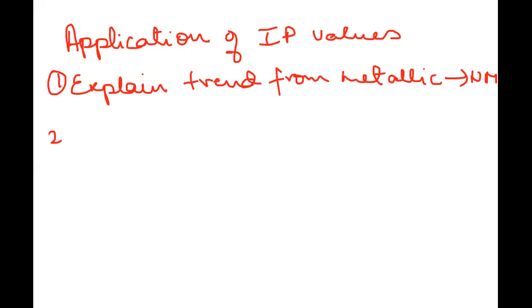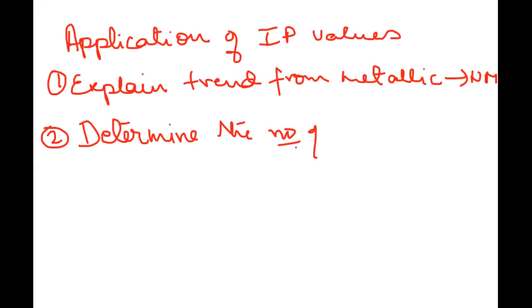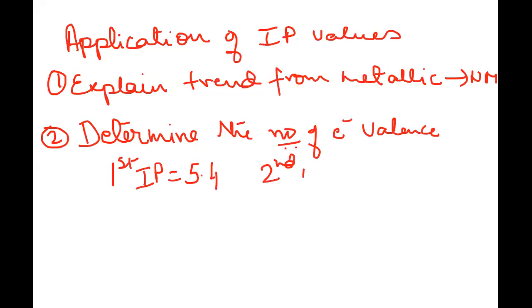Secondly, it is talking about the number of valence electrons. Suppose you have a certain element, let us talk about lithium. It helps in determining the number of electrons in the outermost shell, the valence shell. Now, how can this be attained? Suppose the first ionization potential value is equal to 5.4 electron volts, and the second ionization potential value is, let us say, 75.6 electron volts. I'm just taking these randomly.